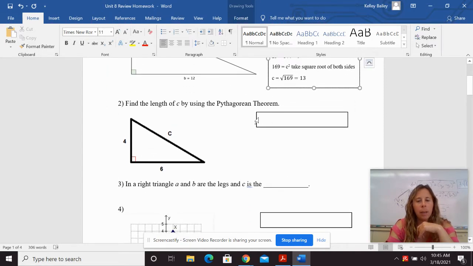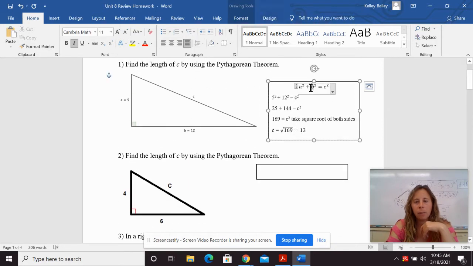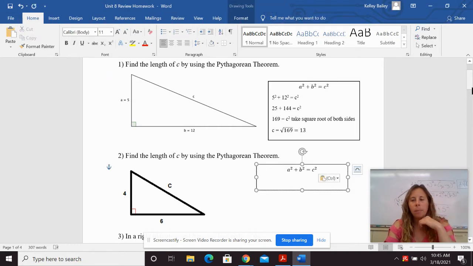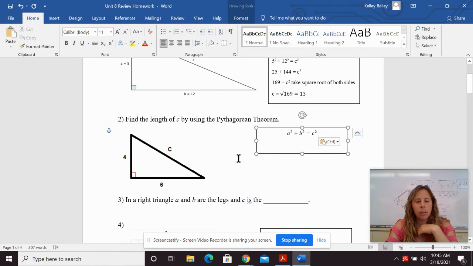Number 2, same thing. Find the length of c by using the Pythagorean theorem. Let me just copy it down here. This one, they don't label, so you can pick. I always make my shorter side a. So I'm going to make 4 be a and 6 be b, but you can do it the other way around if you want. So I'm going to do 4 squared, and we're back to this font that I don't like, plus 6 squared equals c squared.